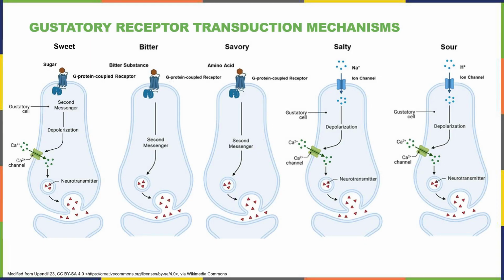Physiologists have identified 5 distinct tastes: sweet, bitter, savory, salty, and sour. Each taste type has its own unique transduction mechanism, but all eventually cause influx of calcium ions into the gustatory receptor cells. This calcium rise triggers neurotransmitter release onto the dendrites of afferent sensory neurons. Let's go through each taste type.